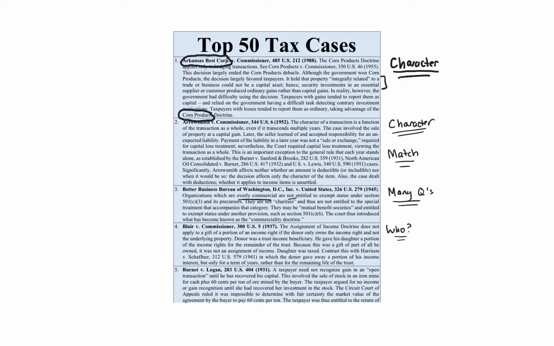So this case is kind of an exception to that in a way because it says that the assignment of income doctrine does not apply. So that idea where the tree, whoever owns the tree is the one subject to the tax, does not apply when somebody is gifted a portion of an income right if the donor only owns the income right and not the underlying property.